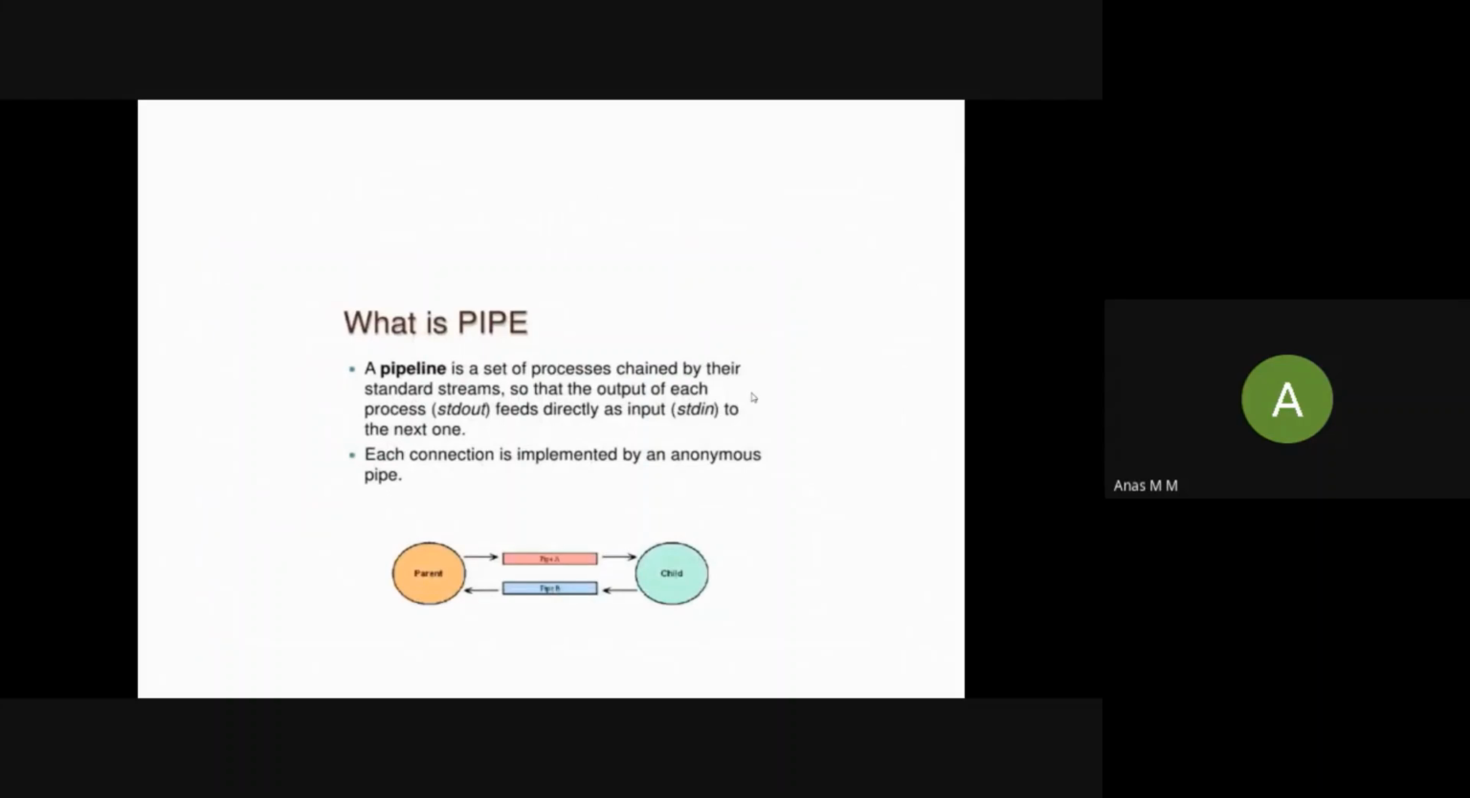Another terminology is pipe or pipeline. It's a set of processes chained by their standard streams so that the output of each process feeds directly as input to the next one. So there is a parent process and a child process. In this pipe, the parent writes data to the pipe and the child reads data from the pipe. For pipe B, the child writes data and the parent reads the data from the pipe.